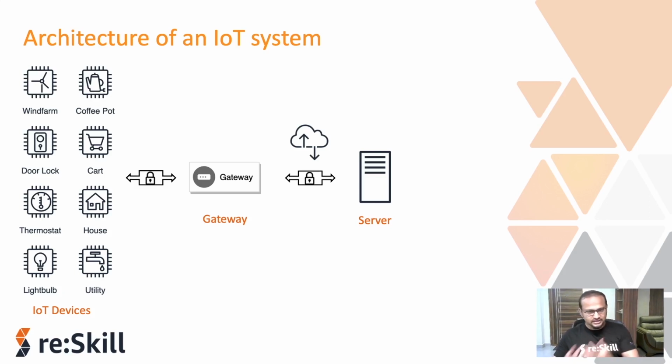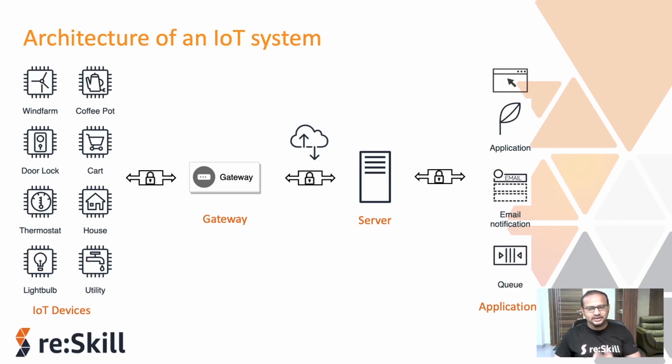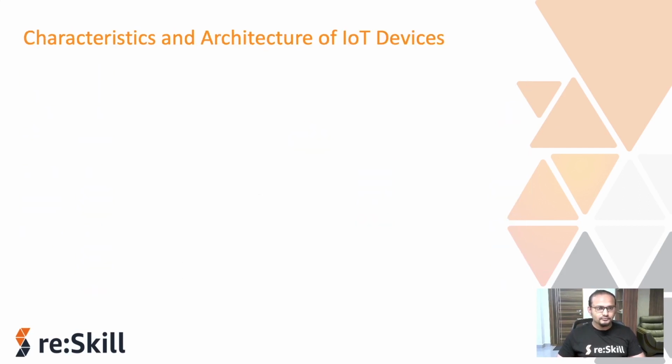Once the data goes to the server, it gets to decide what to do with the data, and there can be a number of applications running that talk to the server and collect the information, so that it can send an email notification, take it to a queue, forward it to an API, or have dashboards. Any of those applications usually talk to the server and get the data. So this is an overview of the different components of an IoT system.